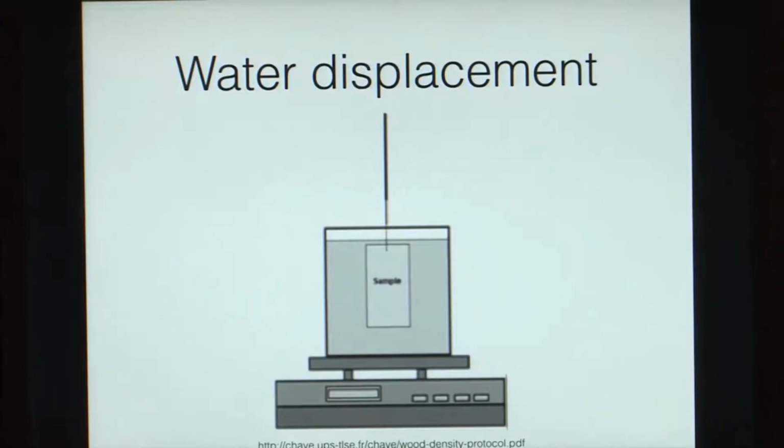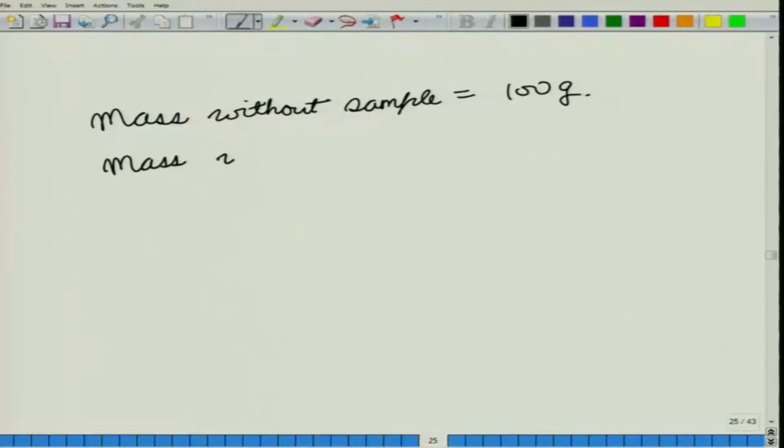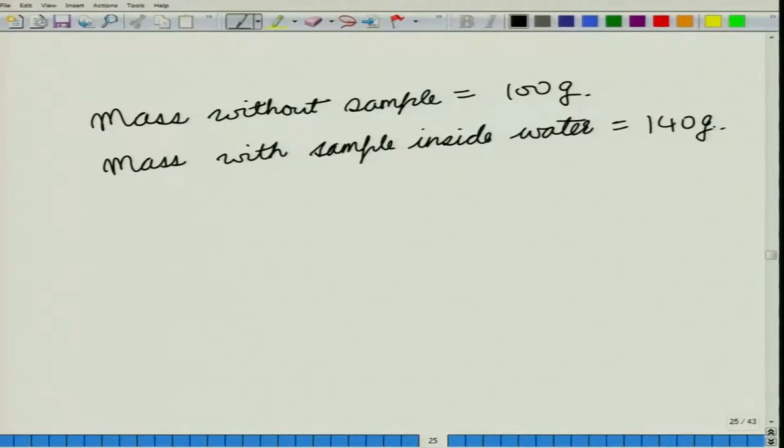Suppose our mass without the sample was, say, 100 grams, and the mass with the sample inside the water, where we have pushed our sample with a fine needle, increases to 140 grams. So the equivalent mass that is added is 140 grams minus 100 grams, which is 40 grams.